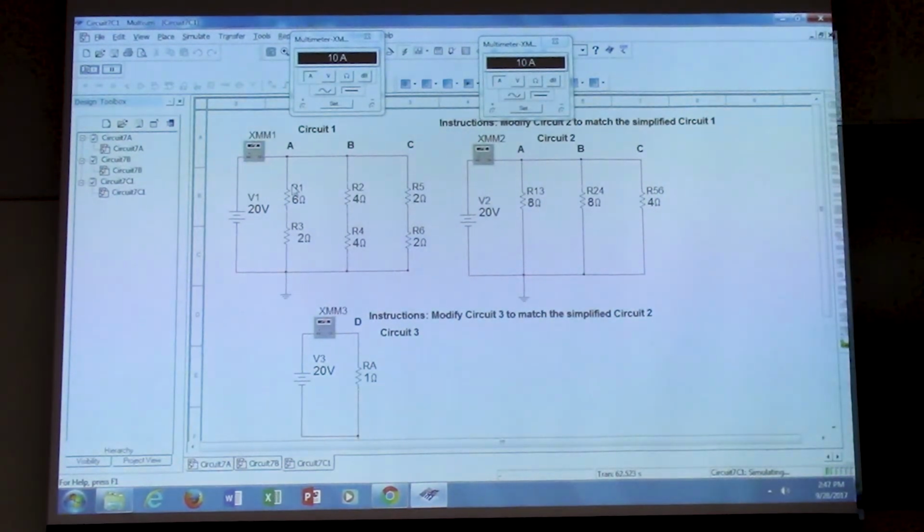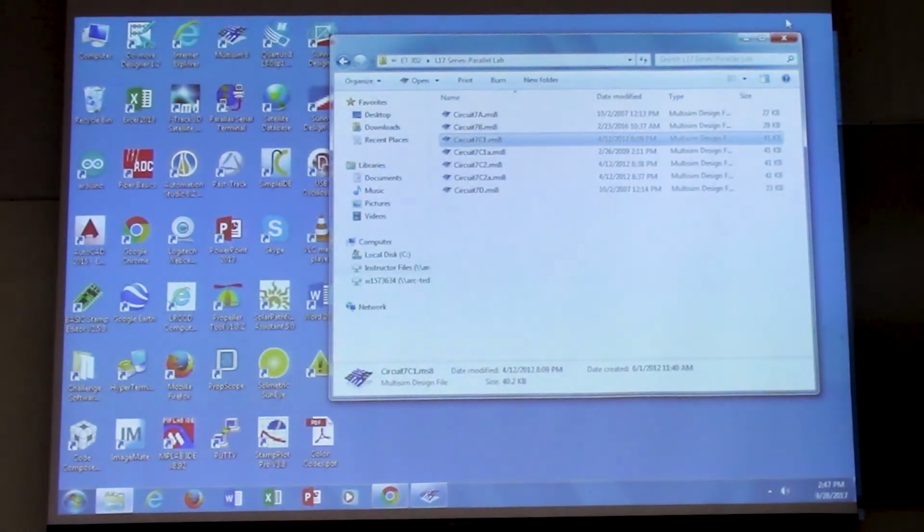Right, so the next part of the lab is very similar. You start with a slightly different circuit, but you do the same thing, okay? So you guys should be able to get through that. And that's the end of the multisim part. Any questions about multisim? All right. So then, let's go on and look at the hands-on part.